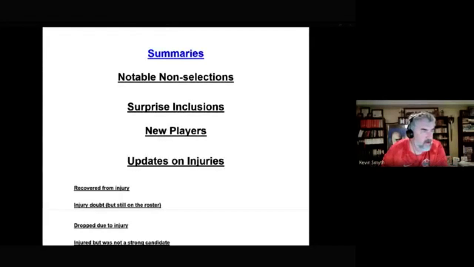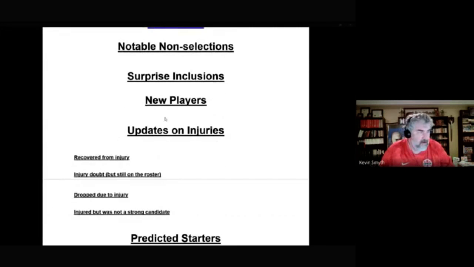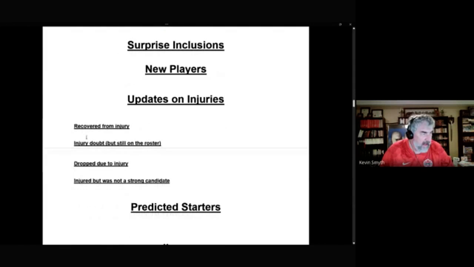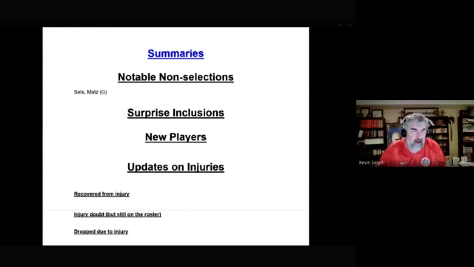The next section deals with a few summaries, and they're self-explanatory as we go through. The first one is notable non-selection. These would be definite or likely candidates that were not selected. The first is Matt Sels. We had him as a likely candidate, and that was kind of based on his participation. He had been involved, but we knew one of those goalkeepers would get cut, and we actually predicted that it would be Matt Sels. So not really a surprise there.